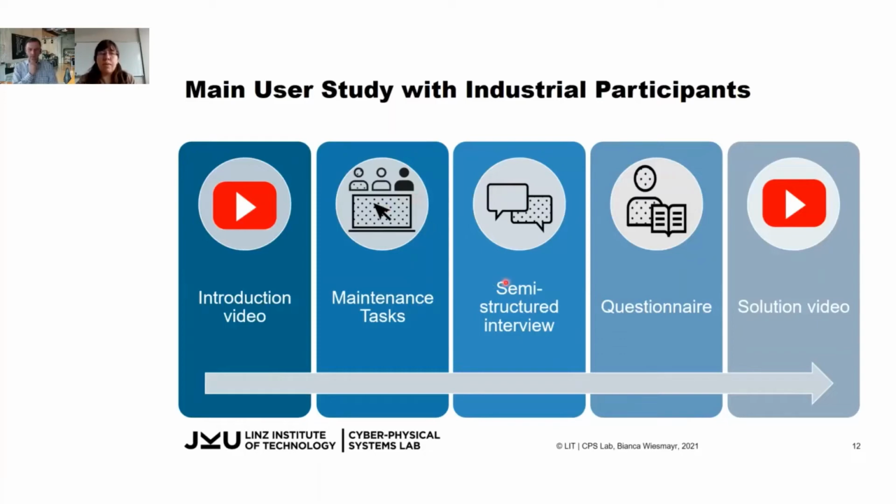Afterwards, we performed a semi-structured interview, so we could ask users to reflect on their experiences during the experiment. Asynchronously, they also completed a questionnaire where they had time to, at their own pace, still reflect on some interesting questions. Afterwards, they got a solution video where we presented one possible way to solve the tasks.